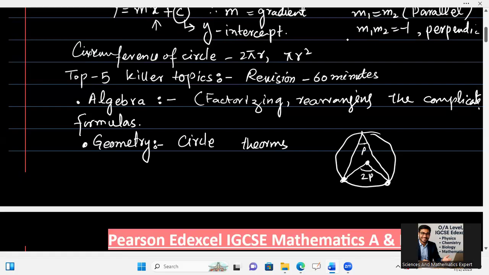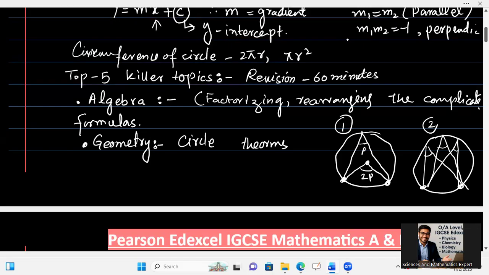And if you have taken these two starting and ending points and you draw angles on the circle, then all of these angles in the same segment will be equal. Like this angle and these angles will be equal. This is your first theorem. This is your second theorem.